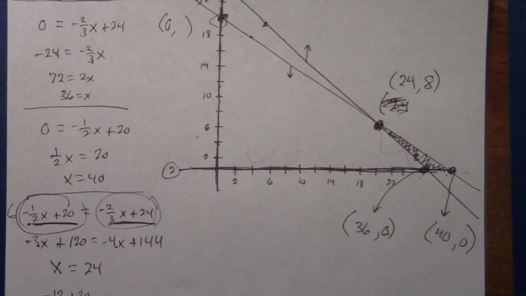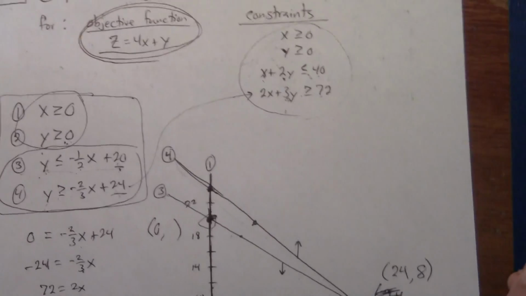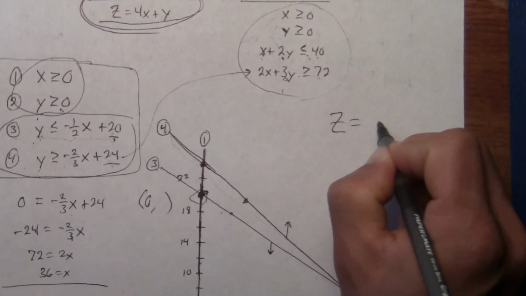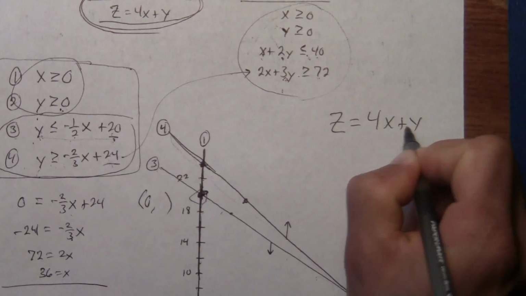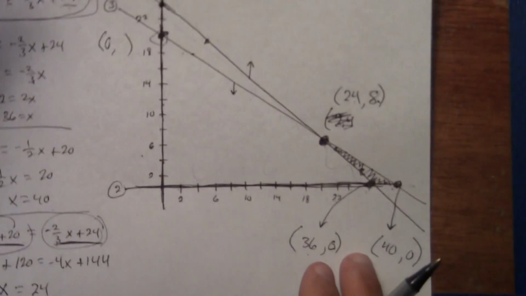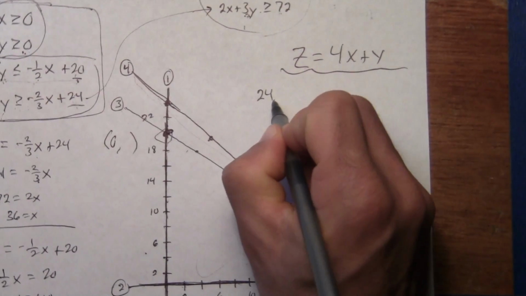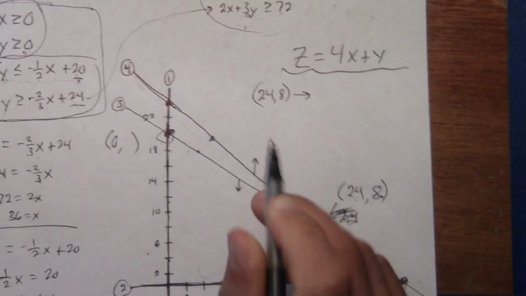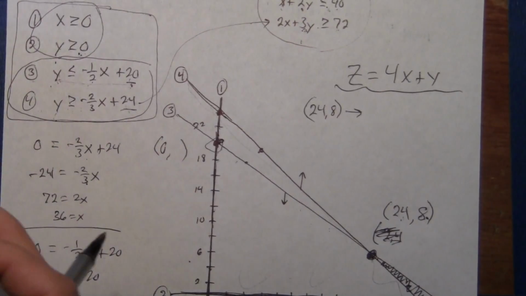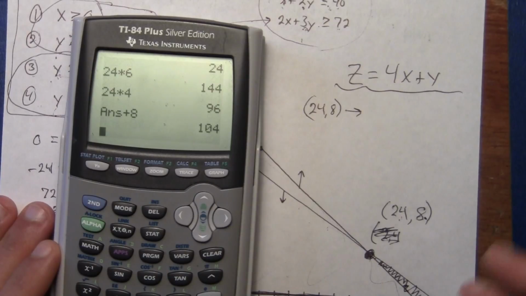So now to find any possible max and mins, now is where the objective function comes in. So I'll write that over here. Z is equal to 4x plus y, and we are simply going to plug all these x, y values into that equation. So if I plug 24 and 8 in, I'll go ahead and use my calculator here. It's 24 times 4 plus 8. It's going to give me a value of 104.